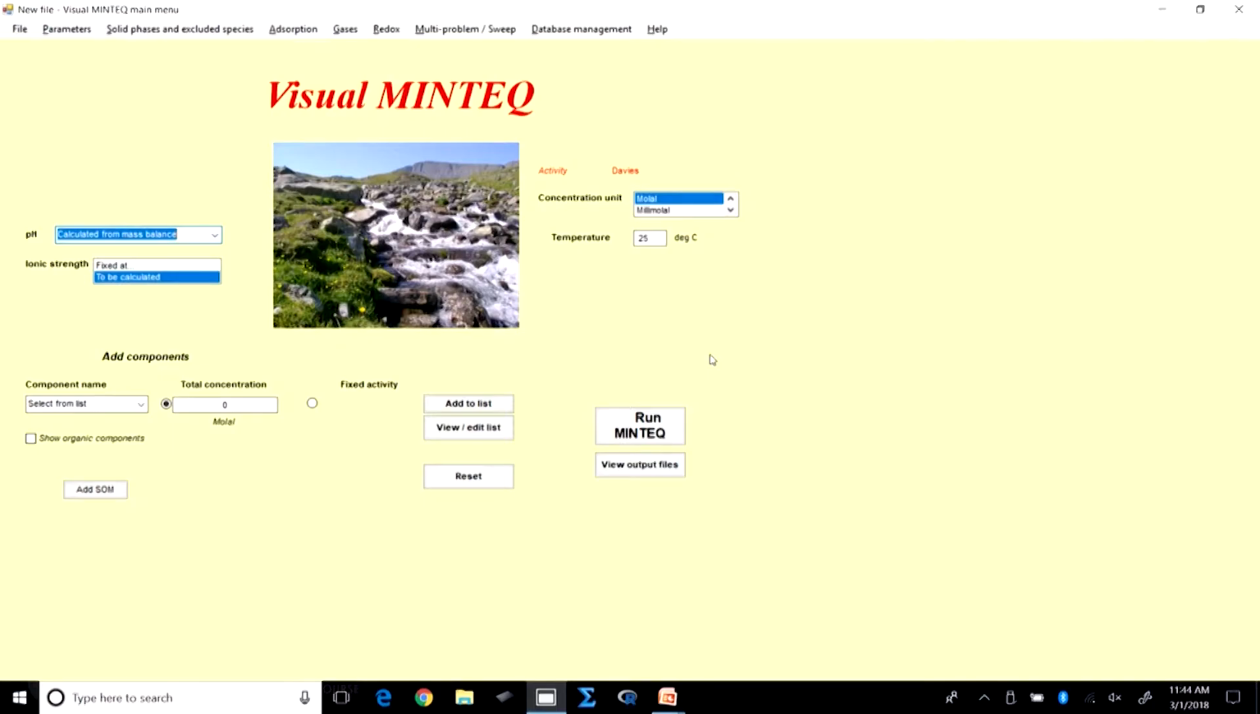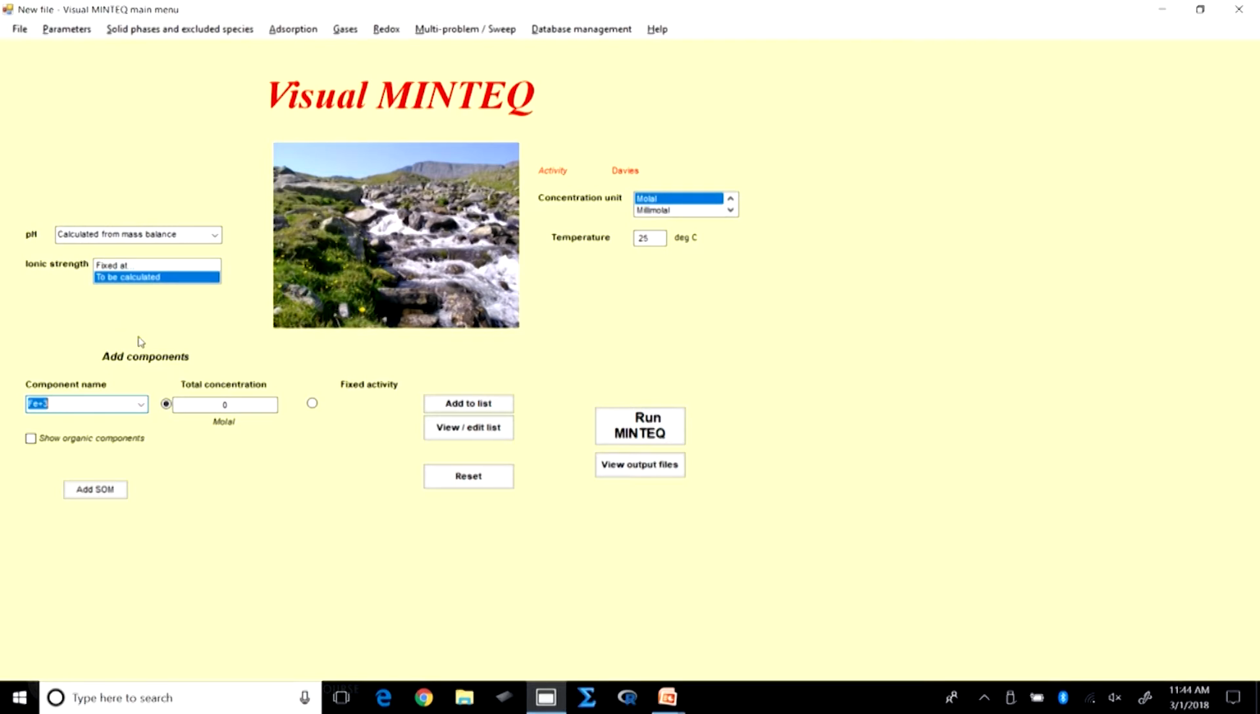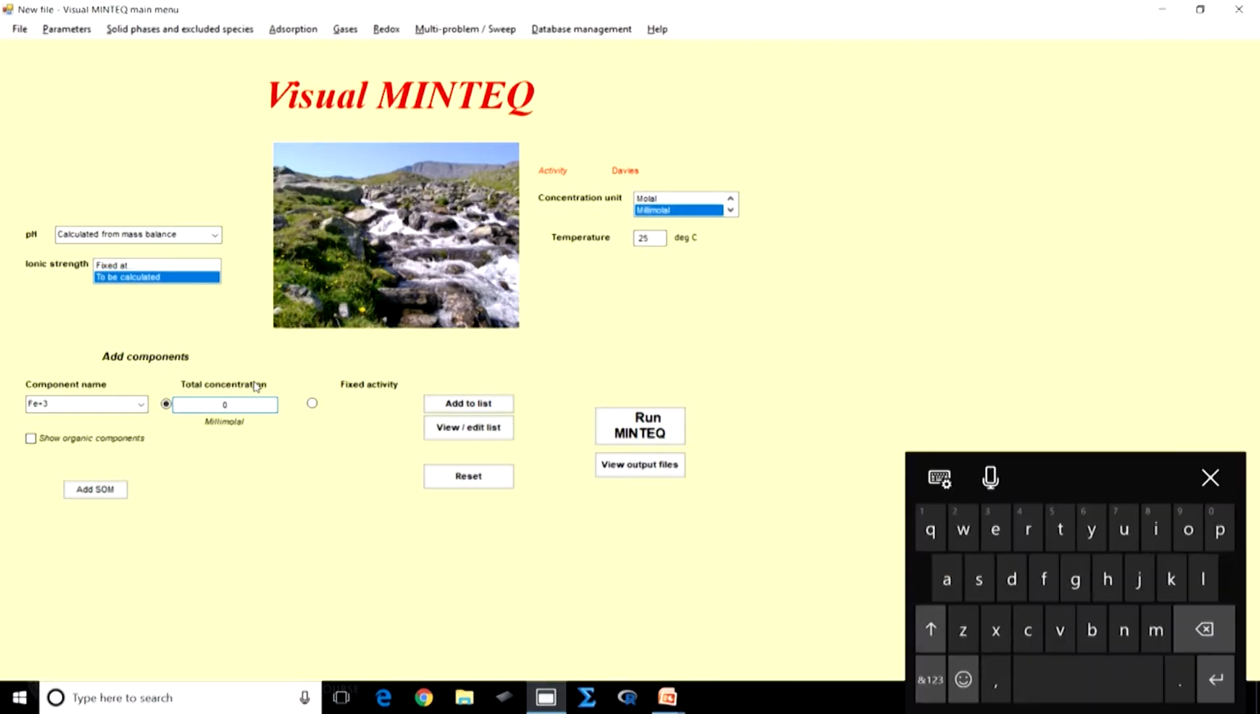Obviously we are not going to go through that, but let's use Vmintech to find out what the actual concentrations of Fe3+ and Fe2+ are. So let's go back to Vmintech. I'm going to plug in Fe3+, and let's go with millimolar. We went with 10 power minus 3 concentration, so we are going to continue with that.